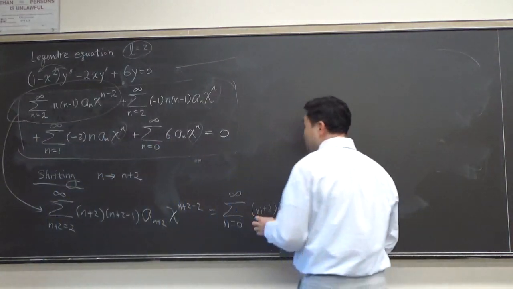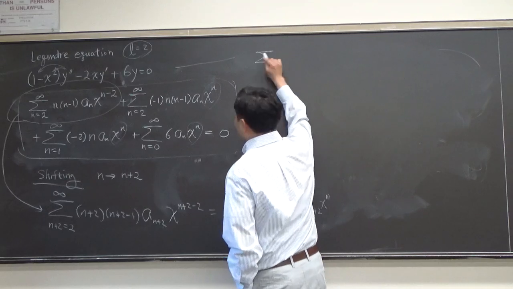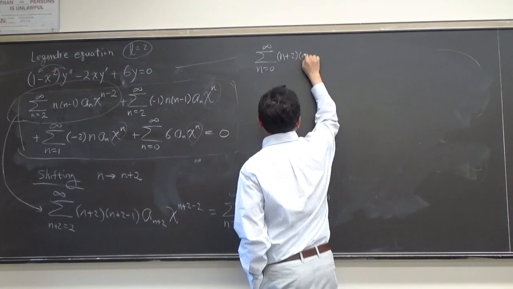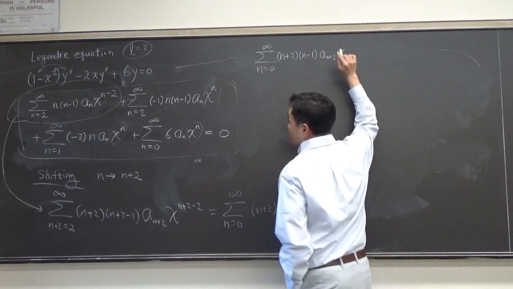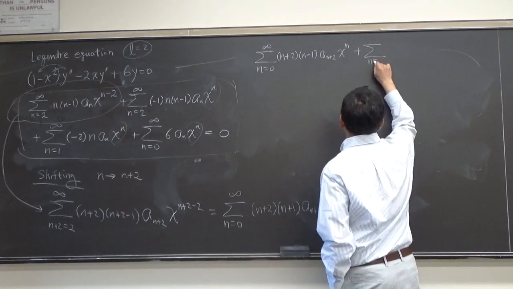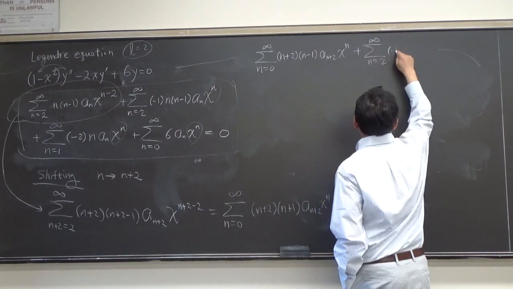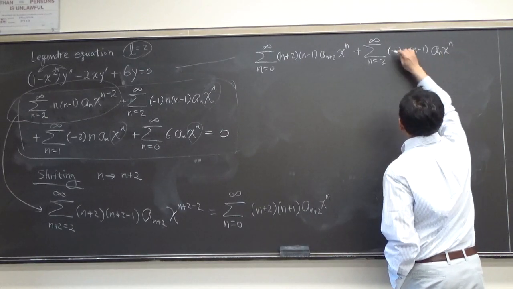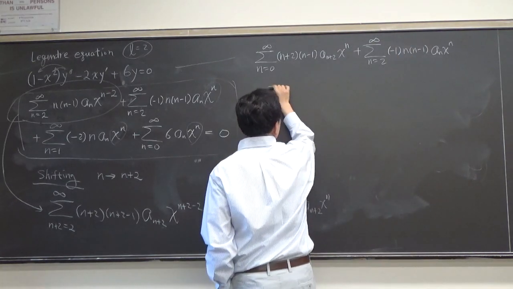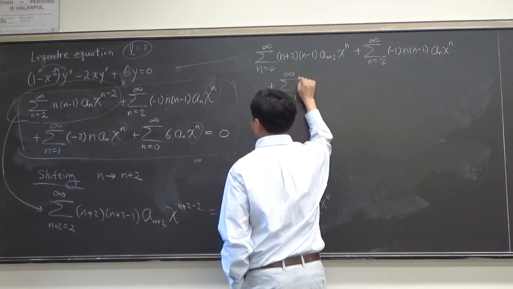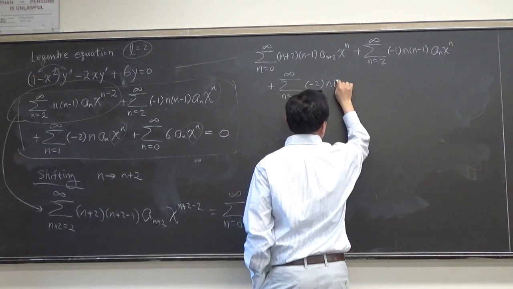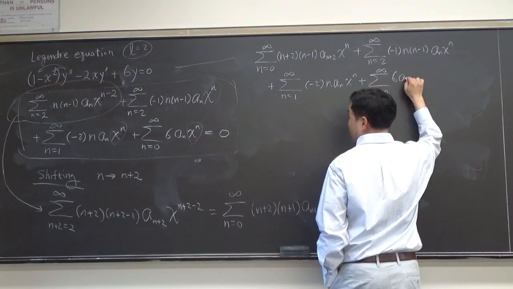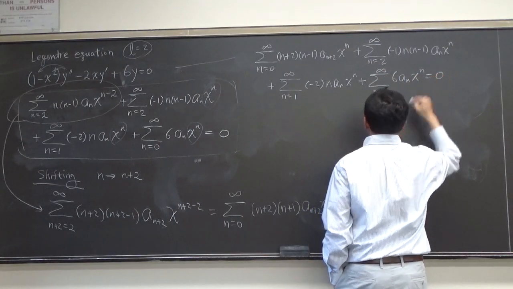All right, so now let's rewrite the equation with that changed: the summation n from 0 to infinity of (n plus 2)(n plus 1) a_{n+2} x to the n, plus the summation n from 2 to infinity of negative 1, n minus 1, a_n x to the nth power, plus the summation n equals 1 through infinity of negative 2n a_n x to the nth power, plus the summation n from 0 to infinity of 6 a_n x to the n, equals 0.